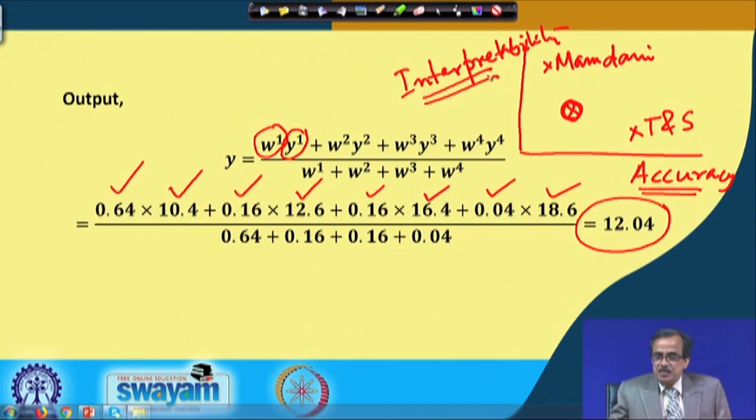That means my expected fuzzy reasoning tool should be such that if I read the rule, the control action should be understandable, and we should be able to understand the output of a particular rule, and at the same time the accuracy should be good. A lot of studies have been made on how to find an algorithm for this fuzzy reasoning tool which will provide both accuracy as well as interpretability.